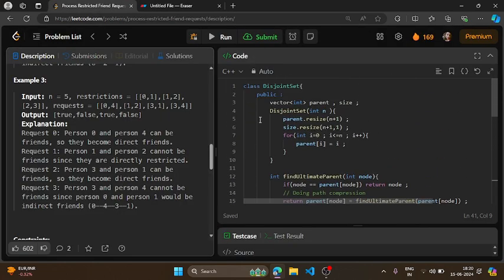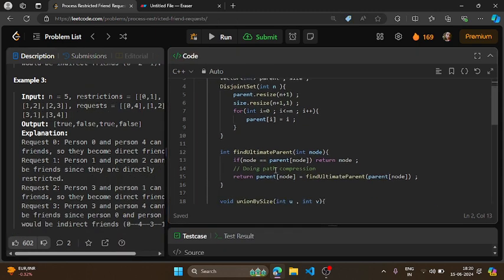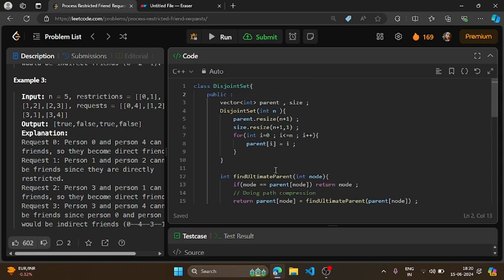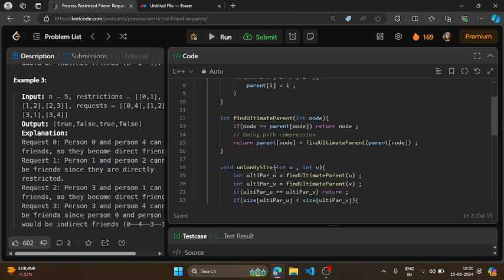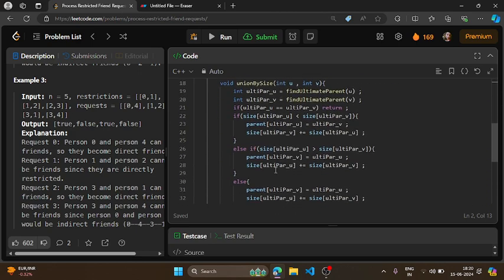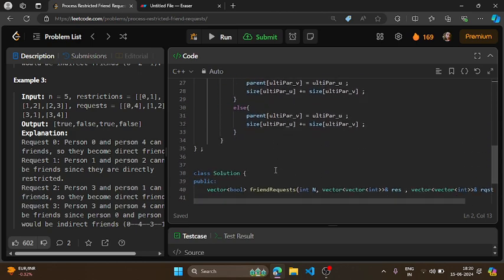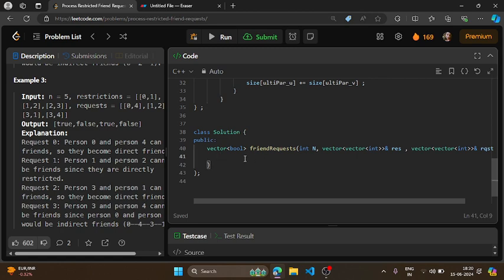Now this is the union find class of the disjoint set which I have already implemented. I'm not going to write it again because it's going to take a lot of time. If you don't know about the algorithm, then you can just search on YouTube and learn from there. This is just simply the implementation of the algorithm, right? So let's write the code now.